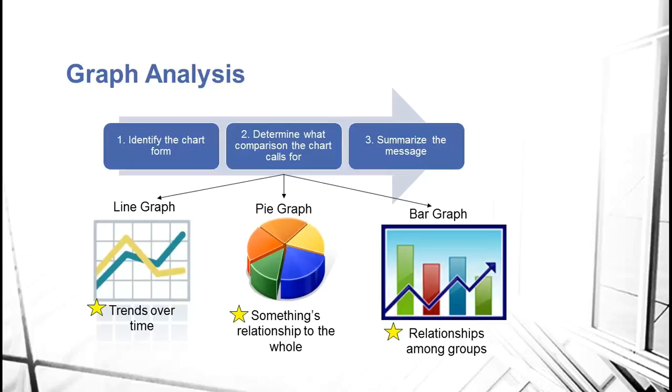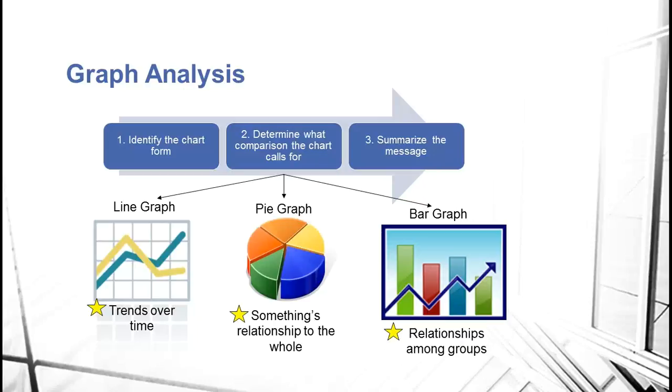So for instance, sales over the last few quarters, or how something's changed from year to year. A pie graph, on the other hand, is showing something's relationship to a whole. So my percentage sales as a comparison to the rest of the market or to my competitors. Then lastly, you have a bar graph. This is by far the most common type of graph that you're going to come across within a case interview. And it shows relationships among groups. So it can compare different things.